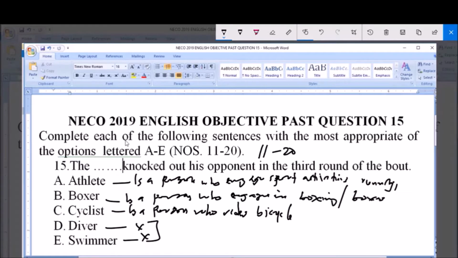So the word that actually gives us a sense of the definition of knocking out one's opponent on stage is boxer. So we can say the boxer knocked out his opponent in the third round of the bout. So option B is correct.